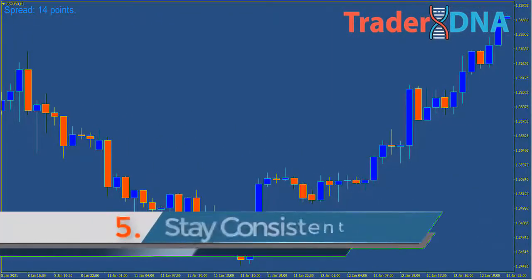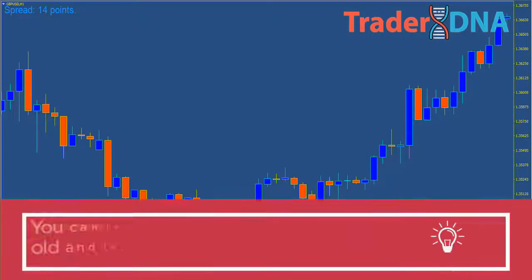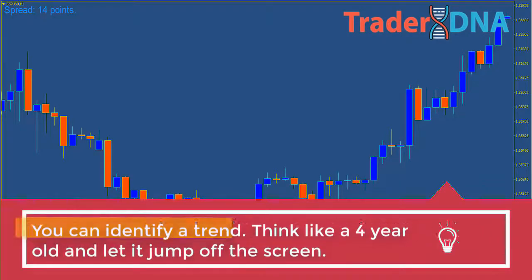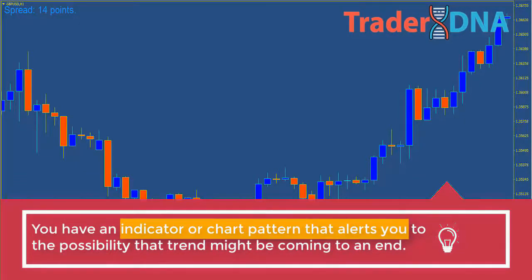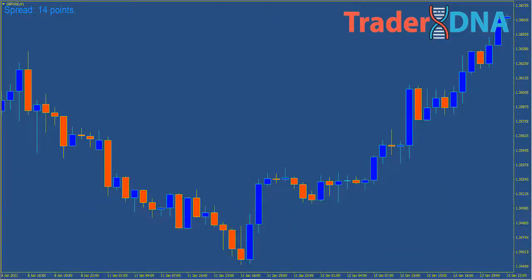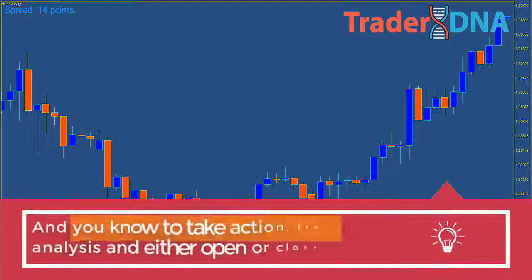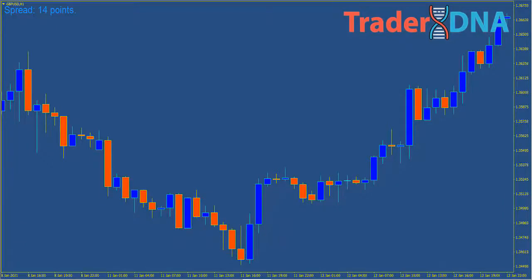Step 5. Stay consistent. This is the most important one of all. Now you have learned practically everything you need to know about identifying when a trend is reversing in the market. First, you can identify a trend. Think like a 4-year-old and let it jump off the screen. Second, you have an indicator or chart pattern that alerts you to the possibility that trend might be coming to an end. Third, you have a specific set of criteria that tells you when the trend has finished. And fourth, you know to take action, trust your analysis and either open or close your trade. That is practically everything you need to know.